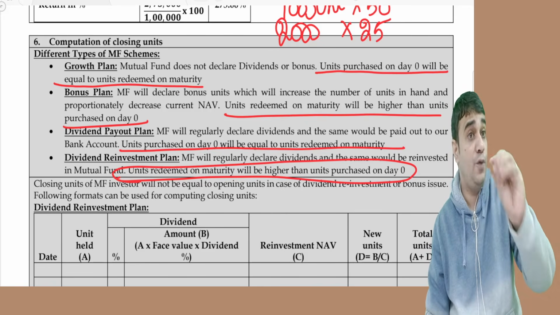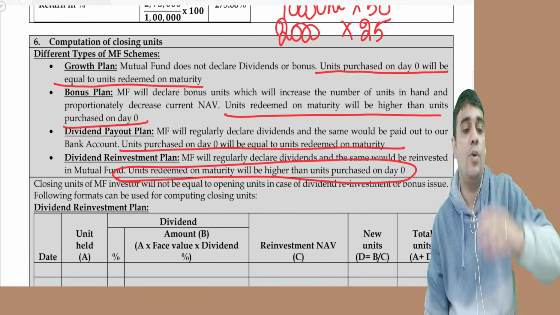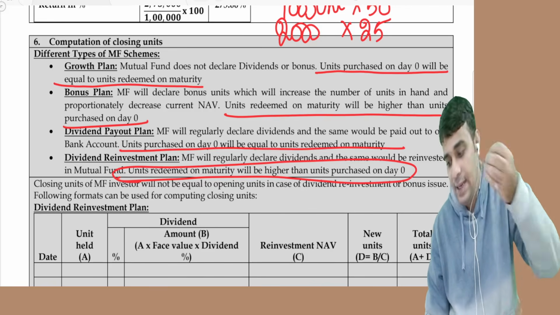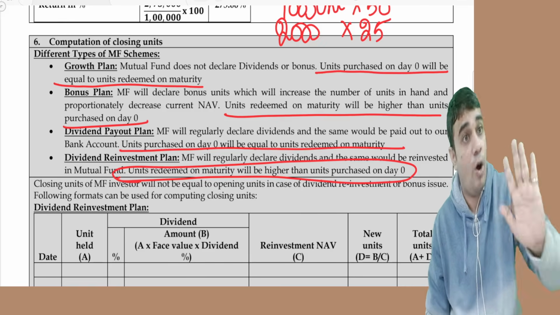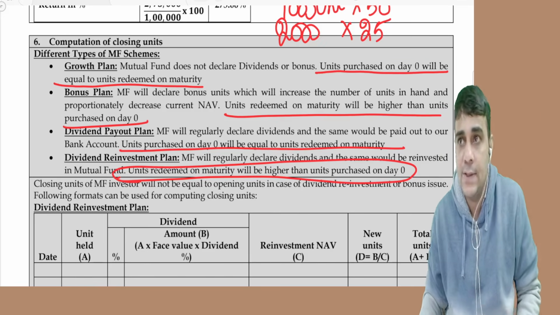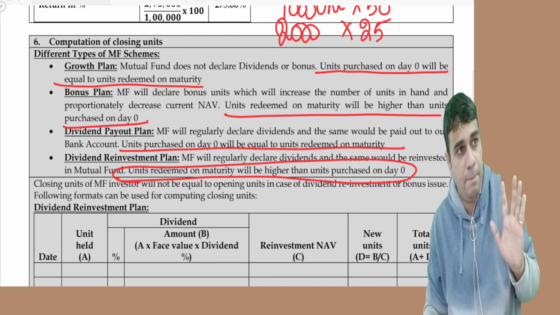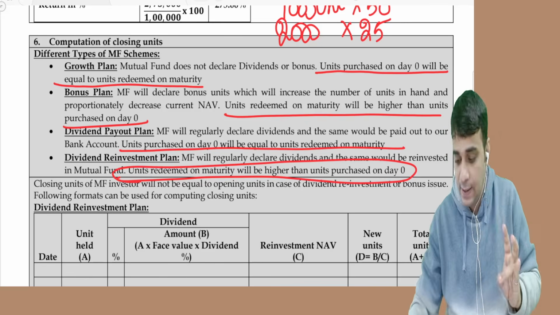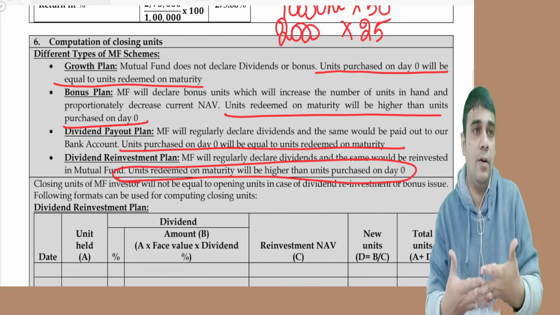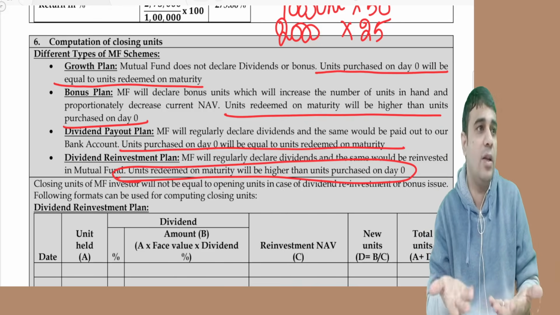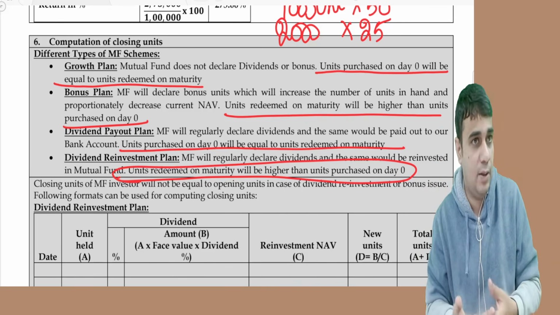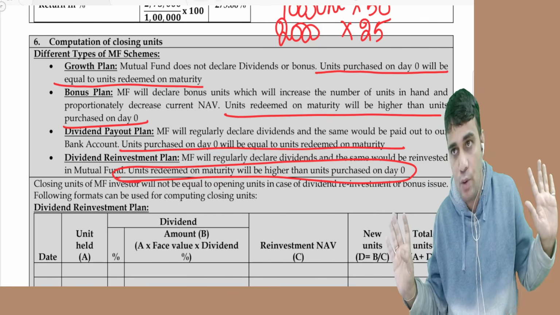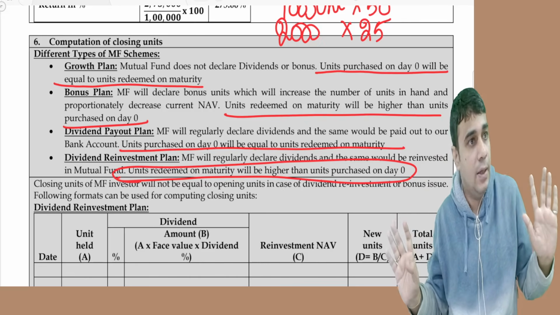In the practical world, if you really don't want dividend, then you can go for the growth plan. If you want dividend, go for the payout plan. Reinvestment is very rarely preferred by people, but the mutual fund does offer it. What is reinvestment? You are saying, I don't want the mutual fund to give me dividend. The mutual fund is saying, if you don't want it, why go with the dividend reinvestment plan? Directly go with the growth plan. In the growth plan, no dividends, no capital gain distribution.